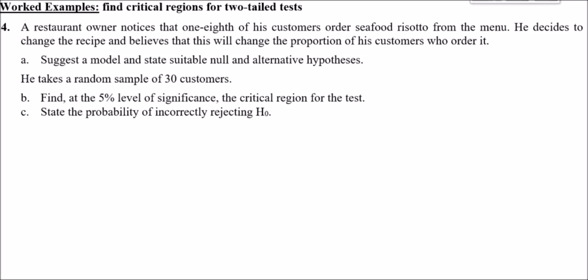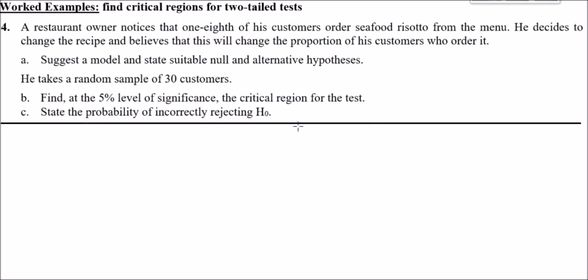So just to give myself a bit more space here, I'm going to just divide the screen up. The writing got a bit scribbly, if that's even a word, which it's not. It got a bit smaller for the last example. So suggest a model and state suitable null and alternative hypotheses.